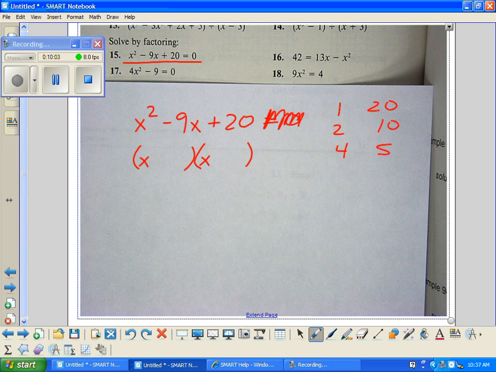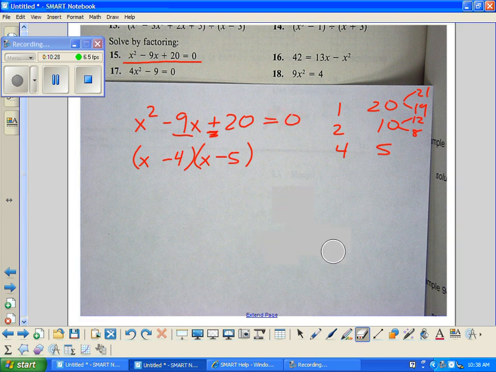And I'm looking, since the coefficient on these binomials is 1, I can think to myself, what is the sum of these? 21 or 19? Not negative 9. 12 or 8? Not 9. How about 4 and 5? They make 9. Both signs will have to be the same, negative 4, negative 5. And now I'm done, ignoring that this equals 0.